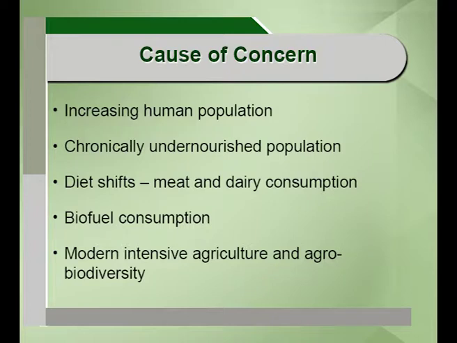And the second important factor is the chronically undernourished population. Around 1 billion people are chronically undernourished. They should be fed with qualitative, nutritional foods, and for that we need to increase our agriculture production. And the third important cause of concern is the shift in the diet pattern. There is a movement from cereals towards meat and dairy consumption. This diet shift is also a very important factor, and because of it the pressure on agricultural activity will be increasing.